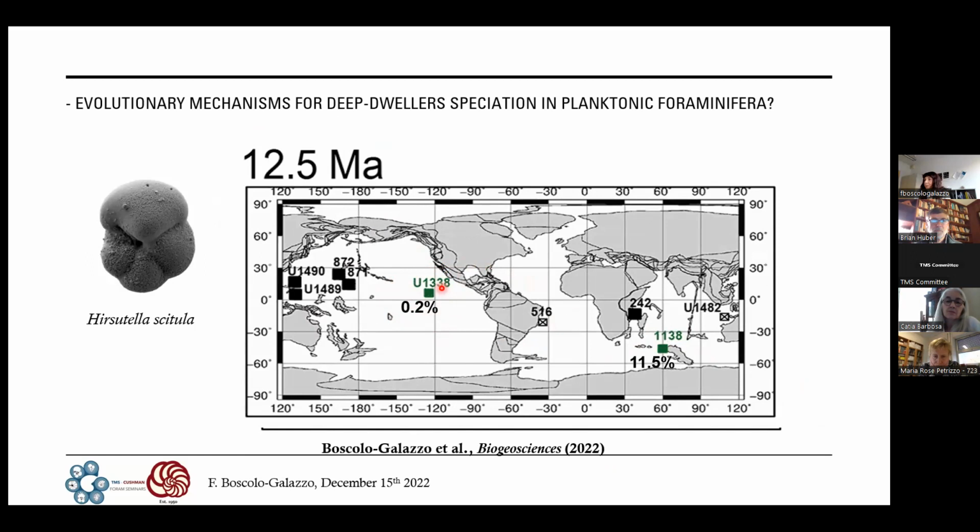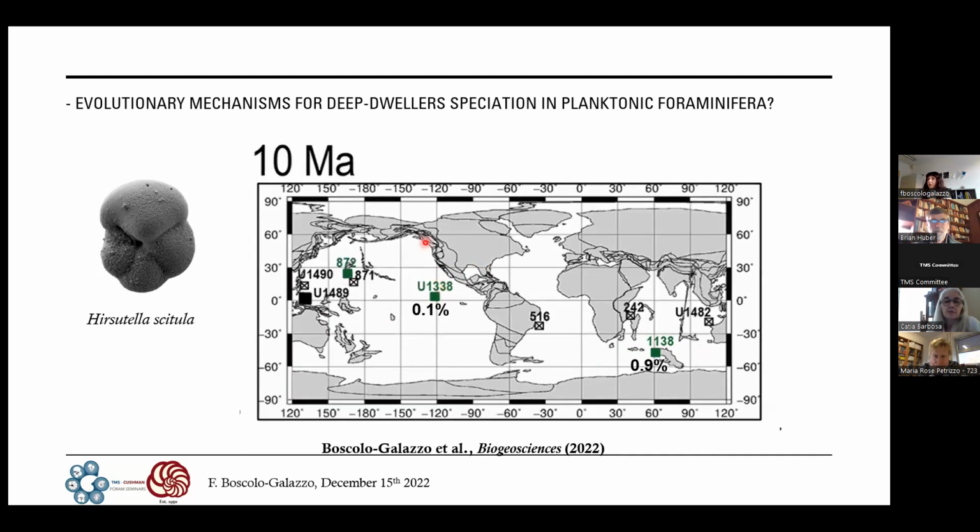At 10 million years ago, we find Hirsutella scitula at site 872 as well in the tropical Pacific, although it was so rare that I could only find it while I was picking for stable isotopes. But then when I was counting for abundance, even though I was using a separate split of sample, I could not find it anymore. So it was there, but really exceedingly rare.